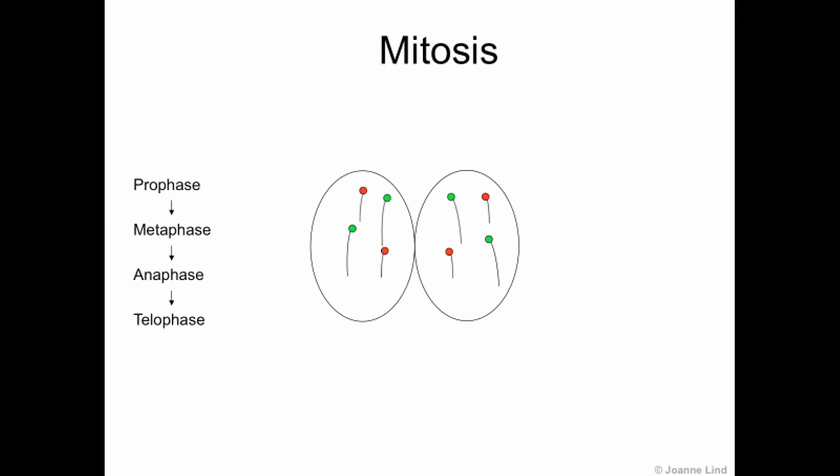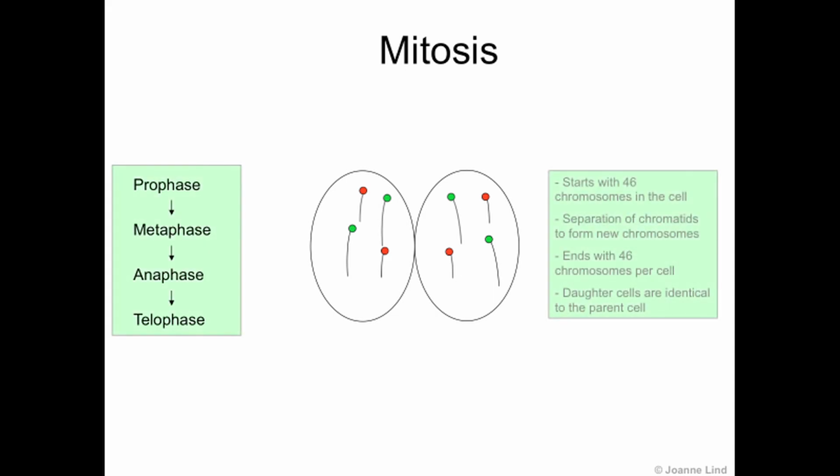For simplification in this animation, I haven't shown all the nuclear structures or the cell structures. I've just been showing what's happened to the chromosomes. So, we started with one cell with 4 chromosomes, and we now ended up with 2 cells, each with 4 chromosomes. In humans, we would have started with a cell with 46 chromosomes, and we would have produced 2 identical daughter cells, each with 46 chromosomes.